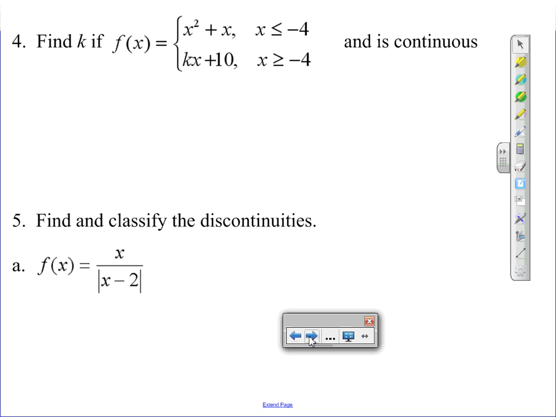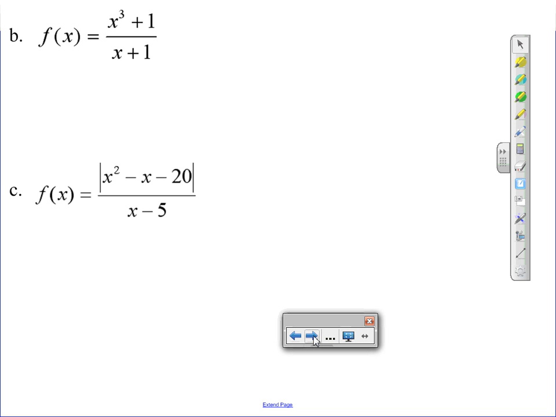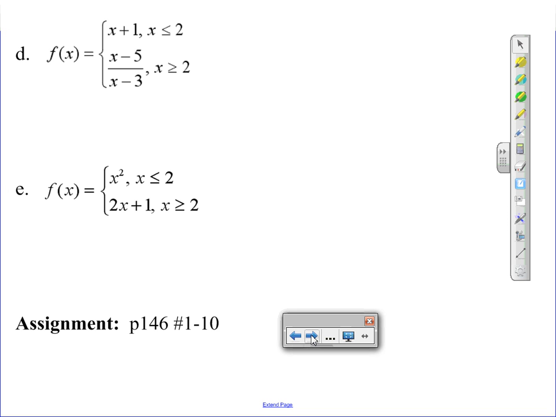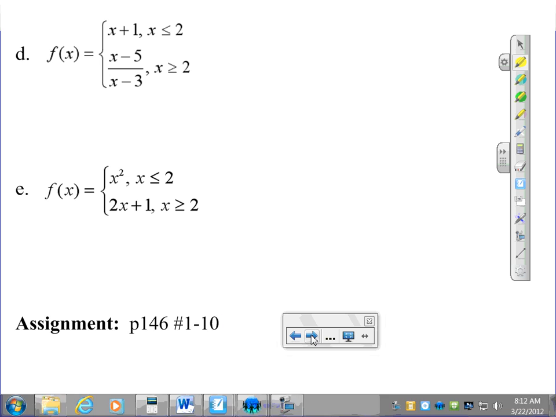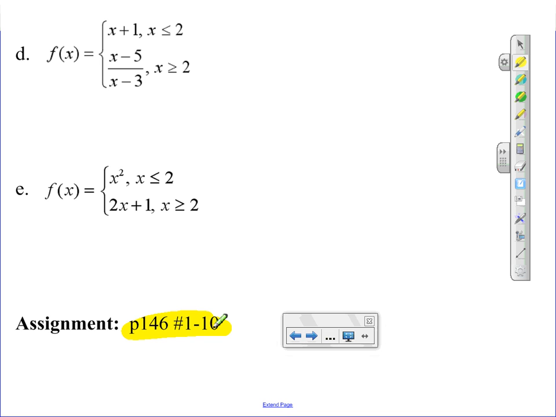We have to be able to picture a graph in order to talk about the discontinuity, and you're going to have some trouble, especially with the absolute value ones, and we'll do some of them together. Here's the assignment, and we'll work together to get through this, and then we're done chapter 3, and we'll be moving into chapter 4 before you know it.